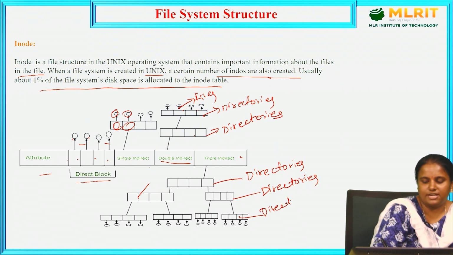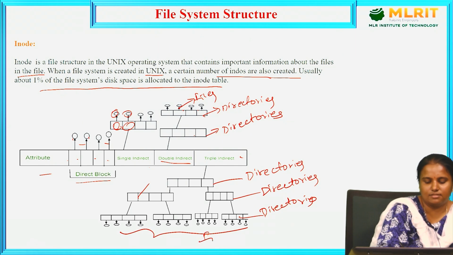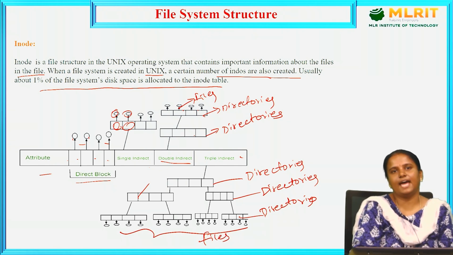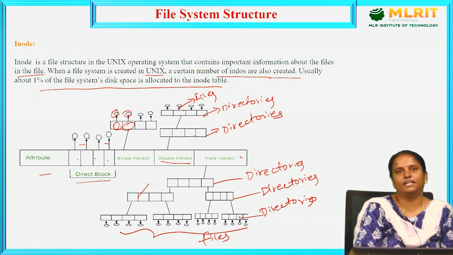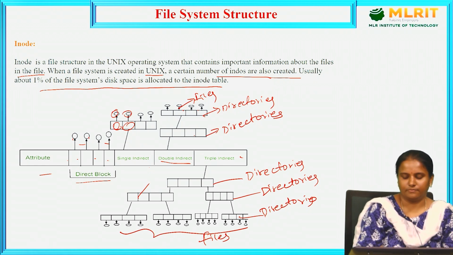So all these directories have some files. This is how the inodes work for single indirect, double indirect and triple indirect. Single indirect has a single directory with single files. Double indirect has 2 levels of directories and files. Whereas triple indirect has 3 levels of directories, each with their own files.